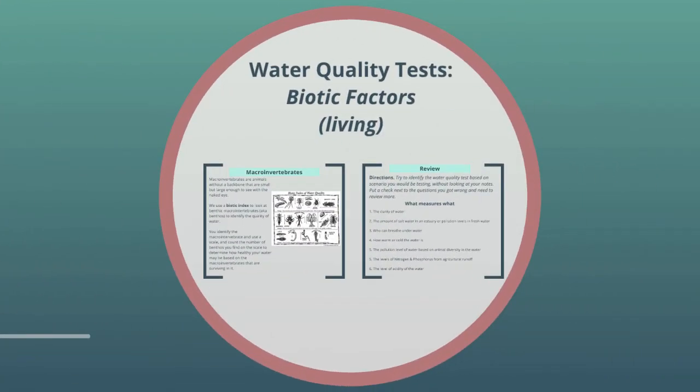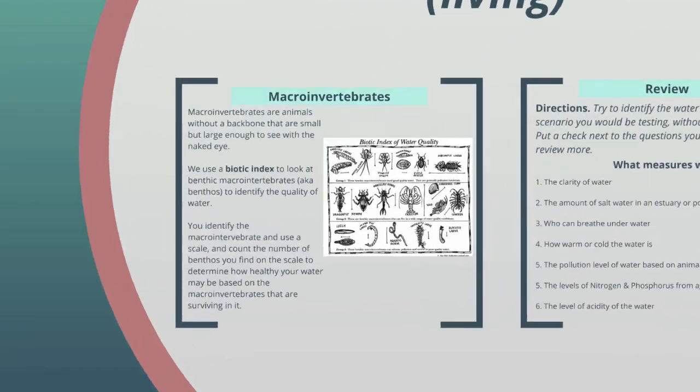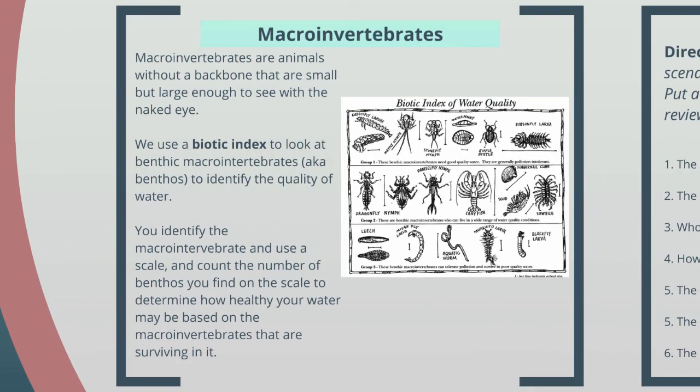Now, water quality tests that are biotic, so living. One major test that I find very fun is testing for macroinvertebrates. So remember, macroinvertebrates are animals without a backbone. We use a biotic index. So remember, bio means life. So a life index of these macroinvertebrates.